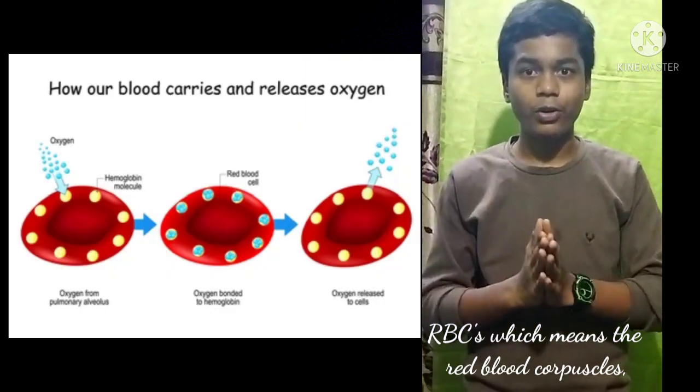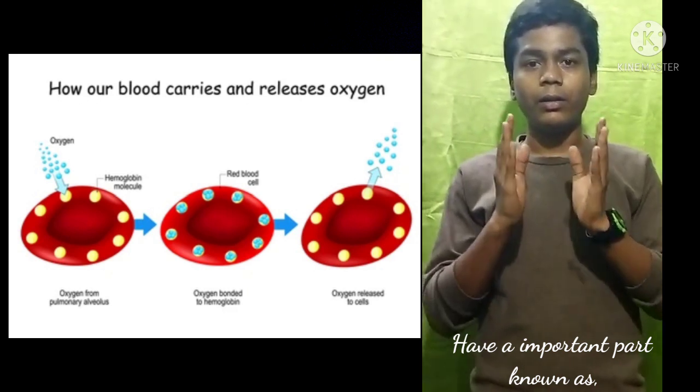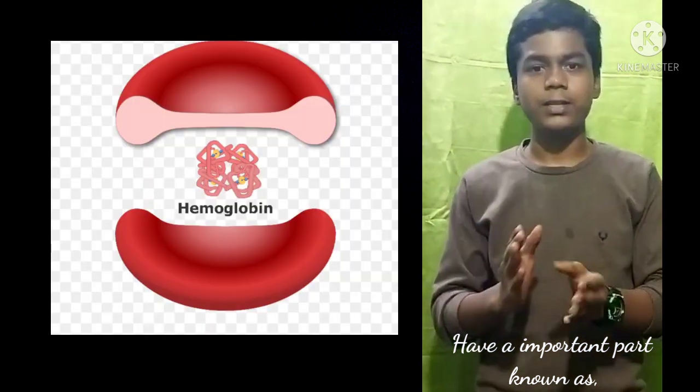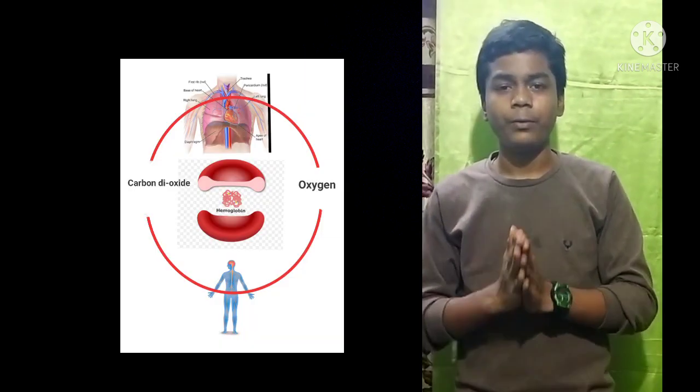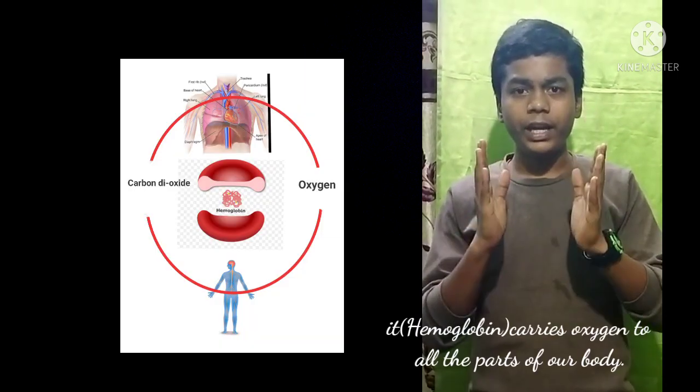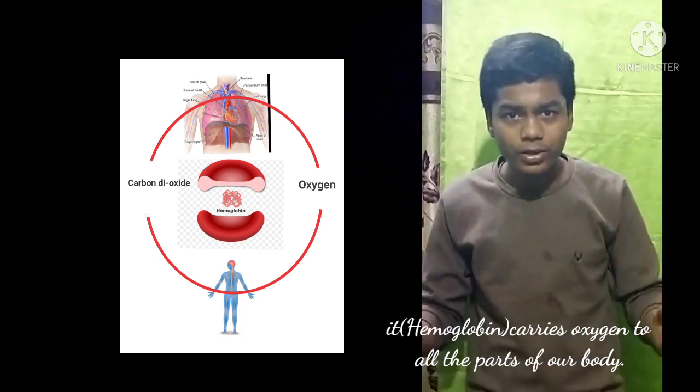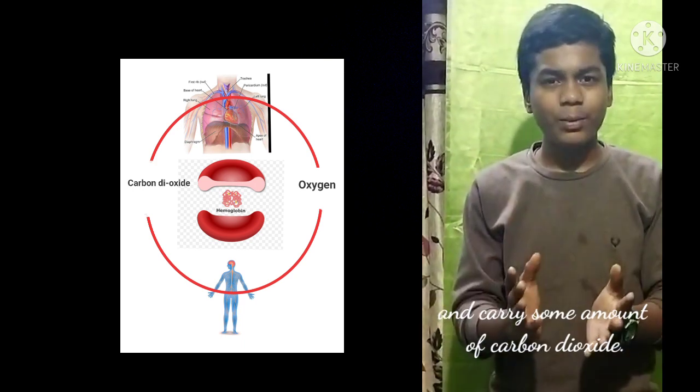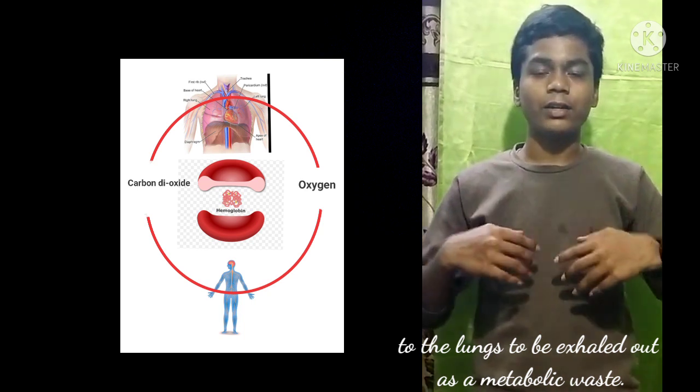So let us know about their functions. RBCs, which means the red blood corpuscles, have an important part known as hemoglobin. Hemoglobin helps in the pigmentation of the blood, and it carries oxygen to all the parts of a body and carries some amount of carbon dioxide to the lungs to be exhaled out as a metabolic waste. So the hemoglobin is known as the respiratory carrier.